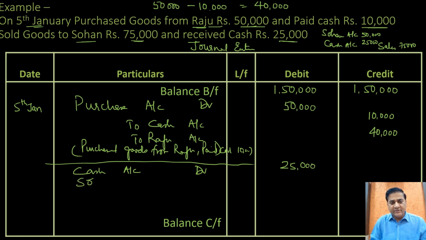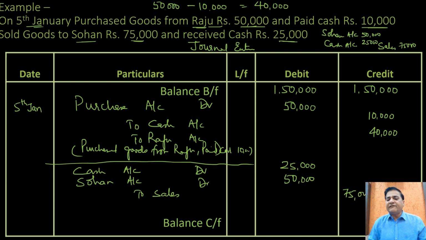Sohan's account debit, to the tune of the amount receivable. How much is the receivable from Sohan? It is 50,000. To sales, what is the total amount of sales? 75,000. You would find that the total of debit is equal to the total of credit, right? And the narration would be: being goods sold to Sohan for 75,000, received cash 25,000, or receivable 50,000 balance.